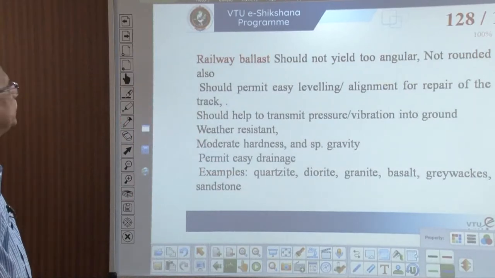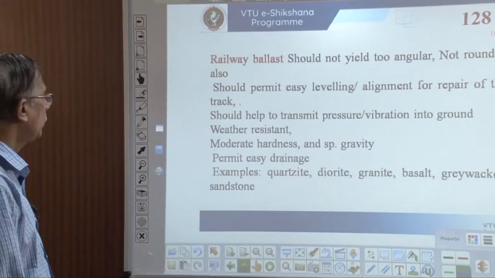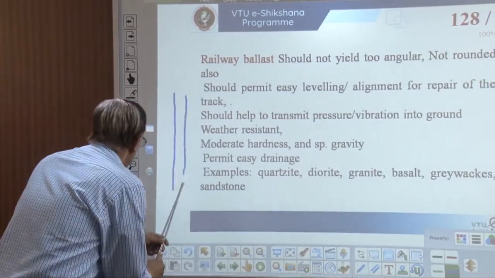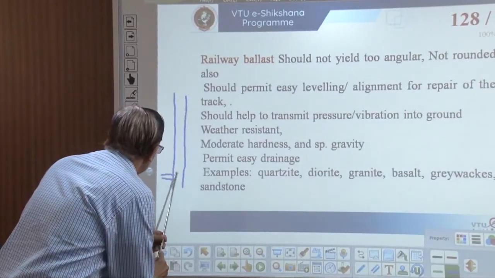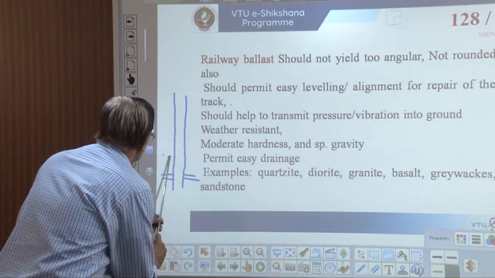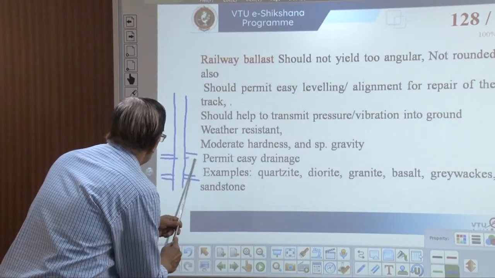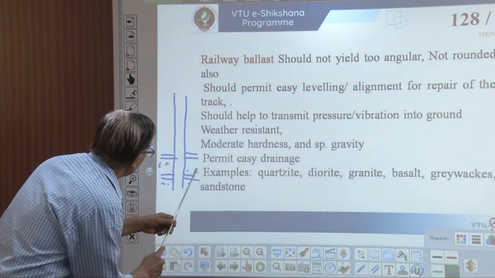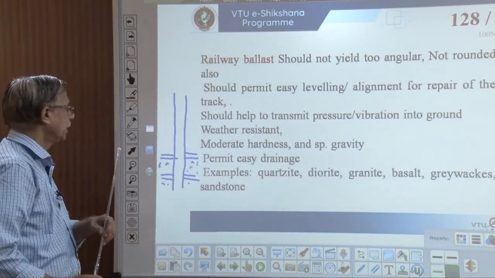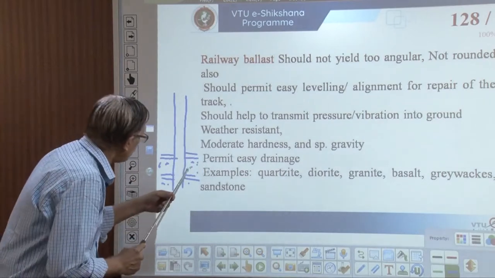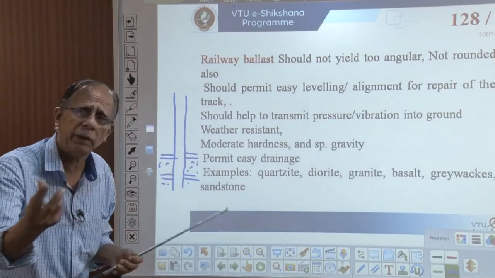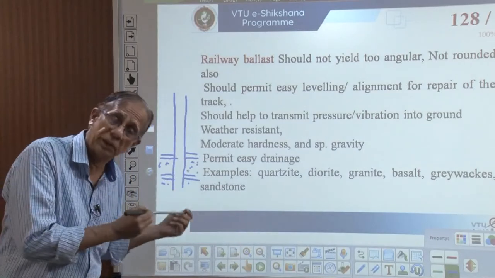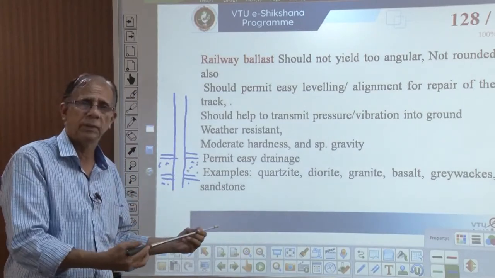Railway ballast. What is that? We know this is the railway track. Below that we have the sleeper. This is the sleeper. And here we have the rocks. These are the rocks. The rocks we use here are also aggregate, small broken fragments, but they have special functions to do here.